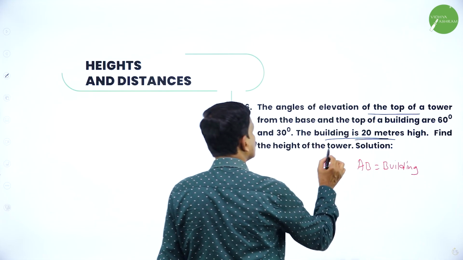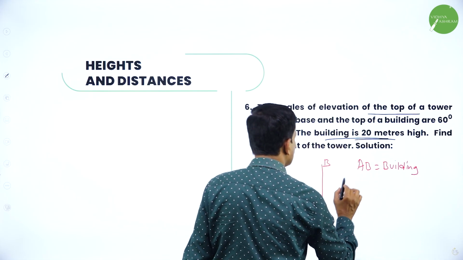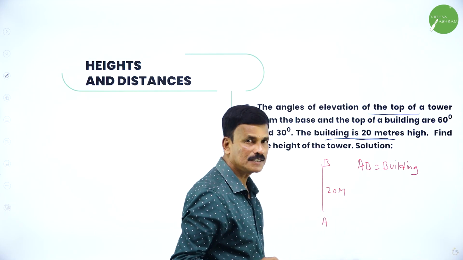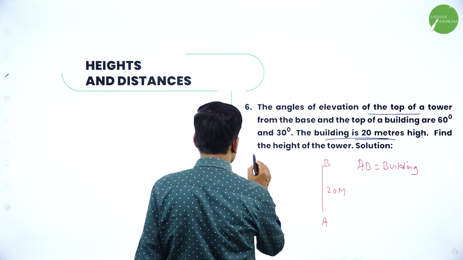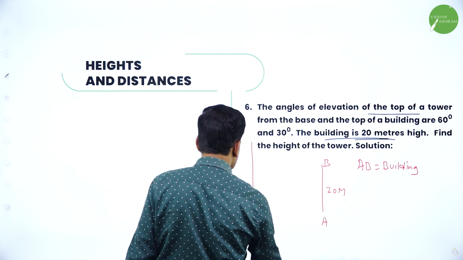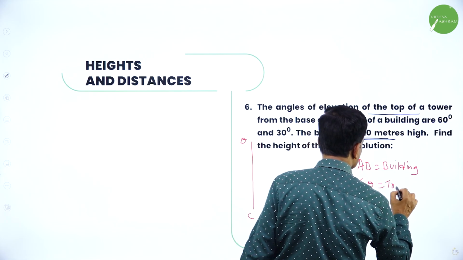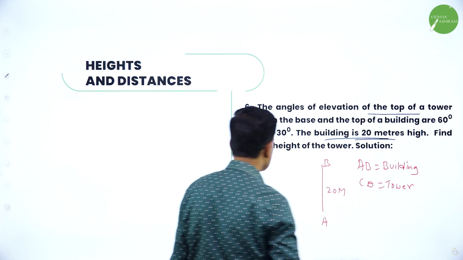What is given? The building is 20 meters high. The distance is given, 20 meters high. Okay, and let us draw the tower. Suppose this is the tower. CD is the tower. Okay, this is the tower.